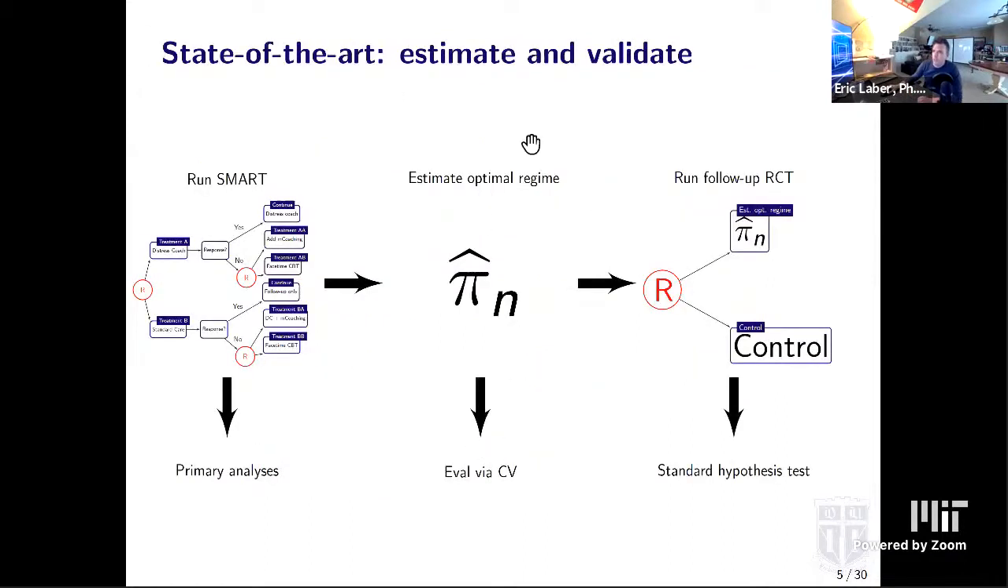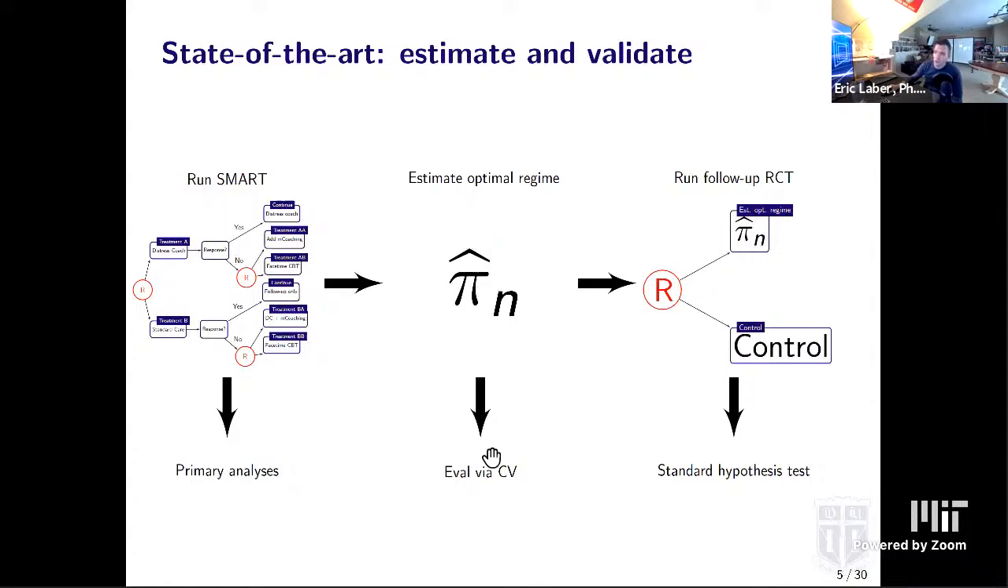So what's done in practice is the following. You design your SMART and you run your primary analysis. So this is a sequential multiple assignment randomized trial or some other kind of trial. You design your trial, you run it, you do your primary analyses. And then you go and you estimate a regime. I'll just call it pi hat for now. We'll talk about how to estimate pi hat in a minute.